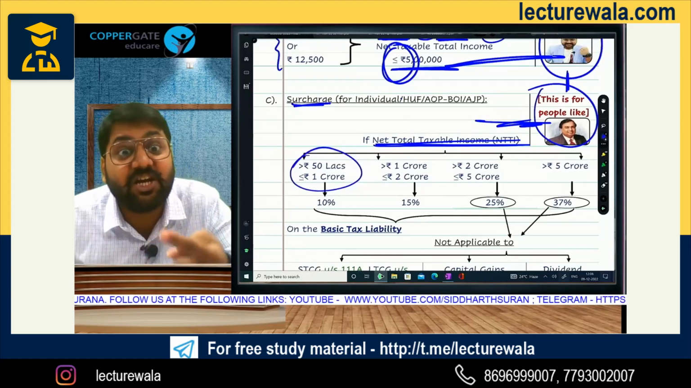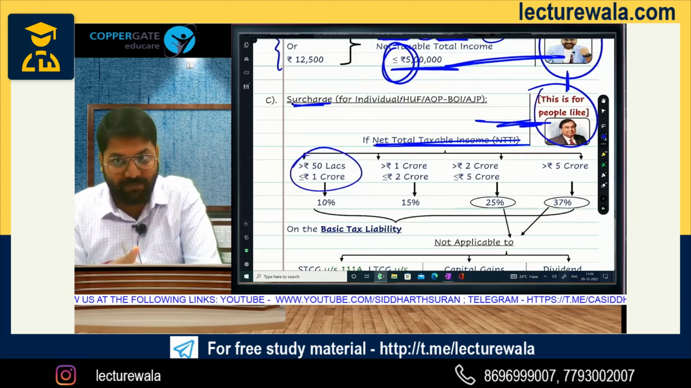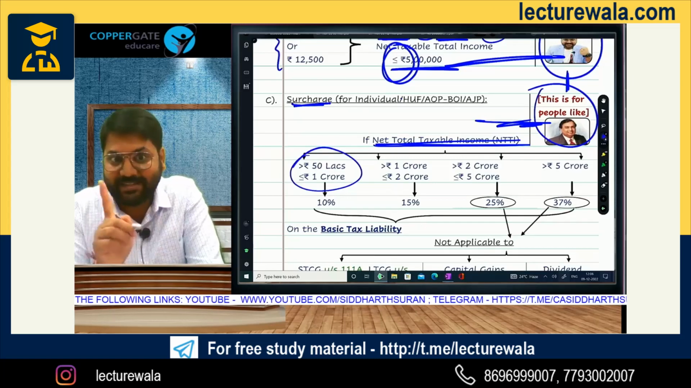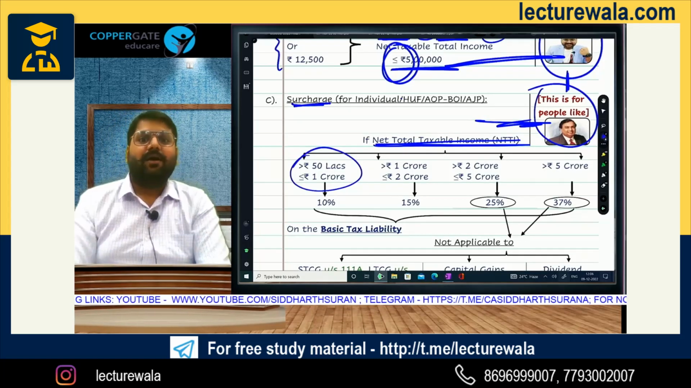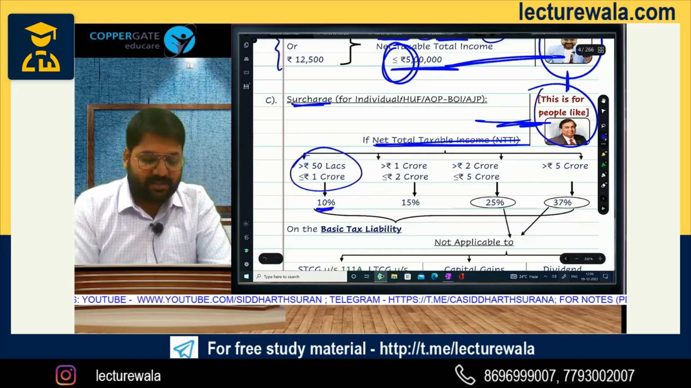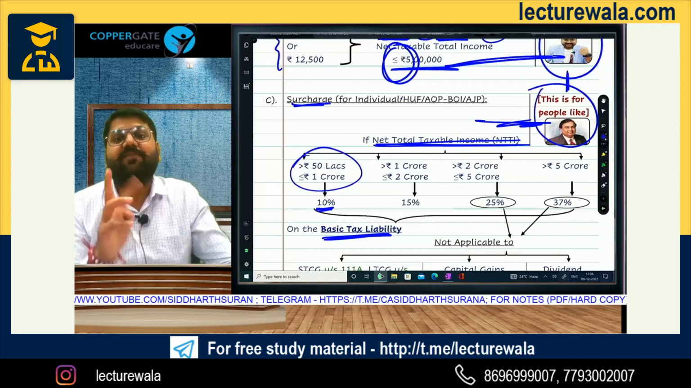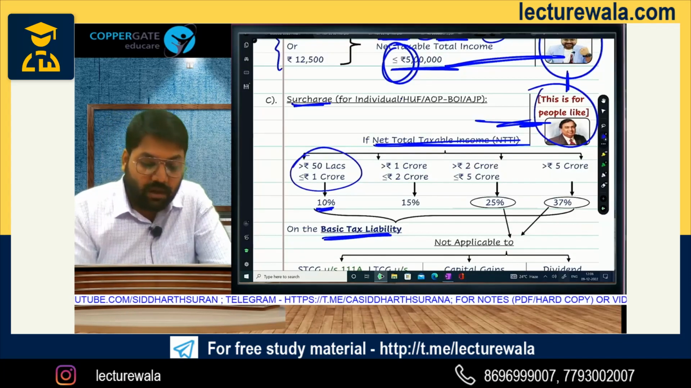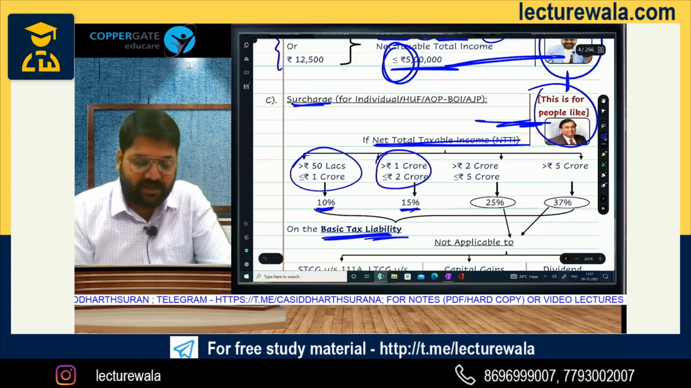What is that surcharge? If your net taxable total income is more than rupees 50 lakh, listen, it has to be greater. If your income is equal to 5 lakhs, you get rebate. But at equal to 50 lakhs, there is no surcharge. It is greater than 50 lakh. Greater than 50 lakh, up to 1 crore, 10% surcharge of basic tax. So first calculate basic tax, on that apply 10% if income is between 50 lakh and 1 crore. If it is greater than 1 crore, up to 2 crore, then 15% again of your basic tax.